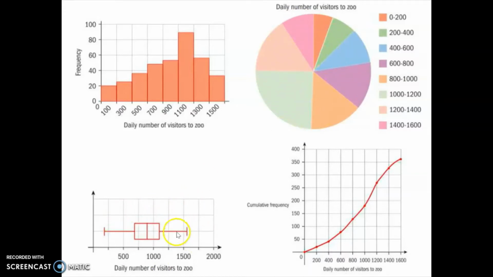Here's another representation. This is called a box plot or box and whisker plot. We'll talk more about that in this video. And another common representation of data is called a cumulative frequency graph. Looks like this. We will focus in this video on histograms and box plots, and in an upcoming lesson we'll look at cumulative frequency graphs. All right, so these are all different representations of data.